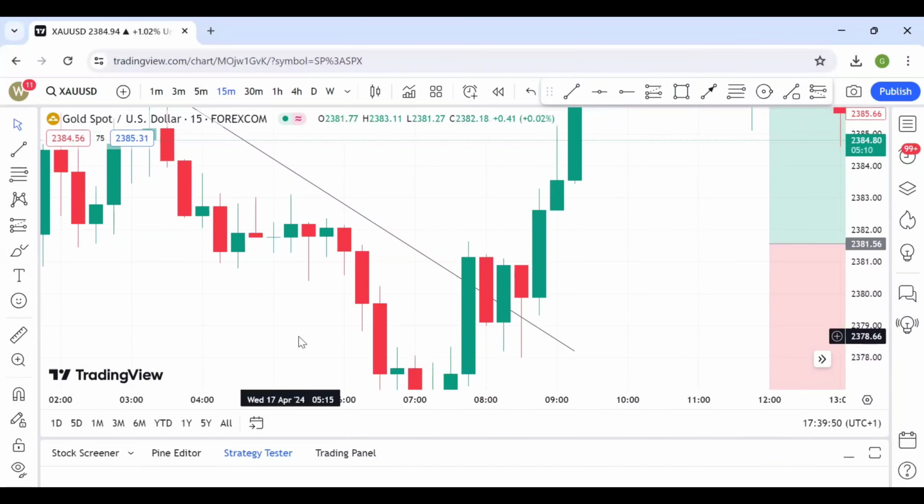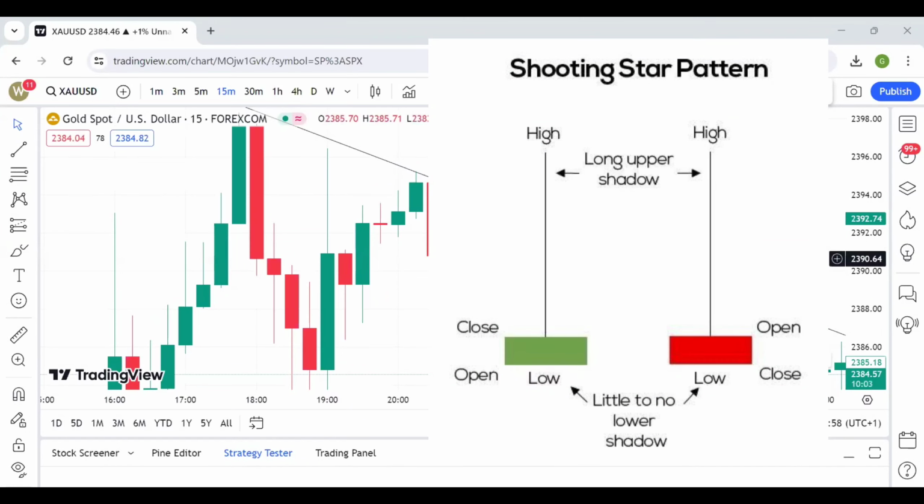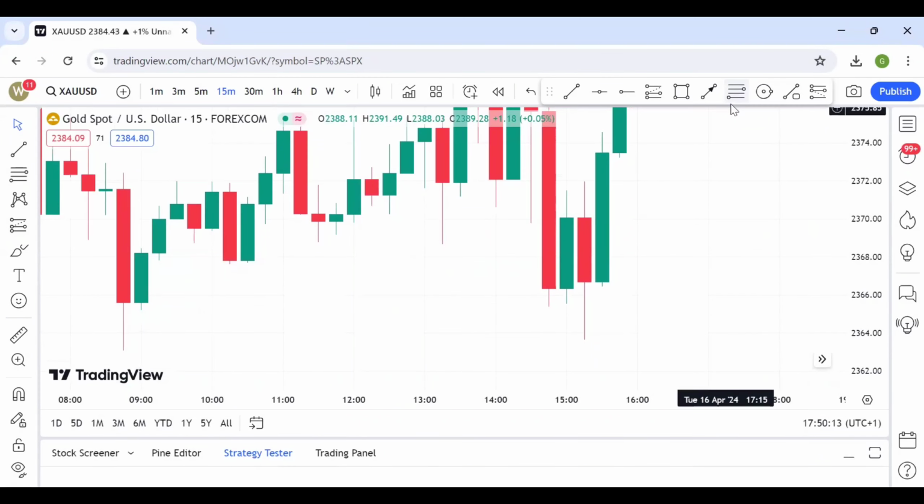So let's look at the next candle, which is the shooting star. Okay, let me see if I can find it on the chart here. Let's see if I can find a good example of a shooting star. Let me go through the chart very well. Here's a shooting star. Because this particular candle here is a shooting star.